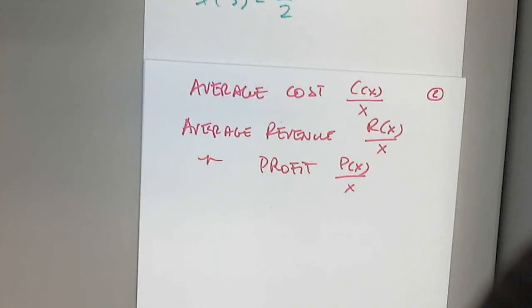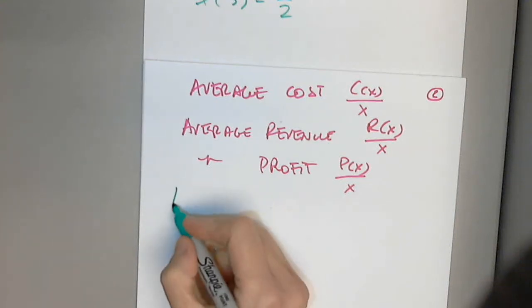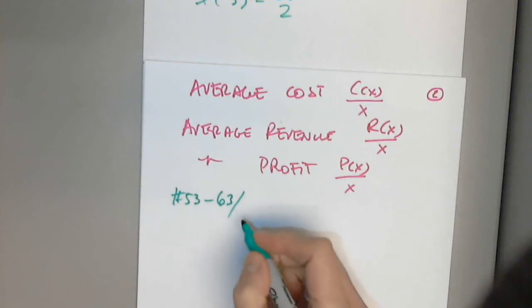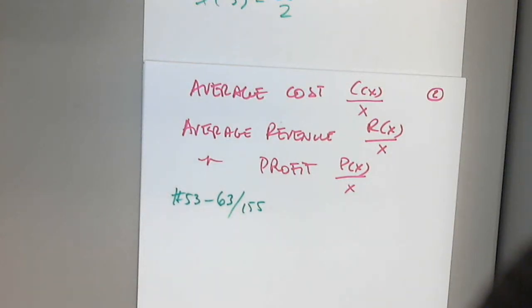Okay, so let's choose anything you like on page 155. Please choose average cost, average revenue, average profit. They're all the same problems from 53 through, let's say, 63, on page 155, and see how we apply these concepts. 56? 56 it is. Average revenue.